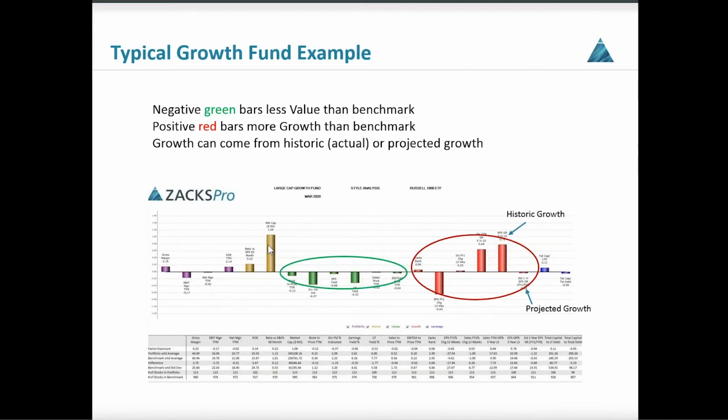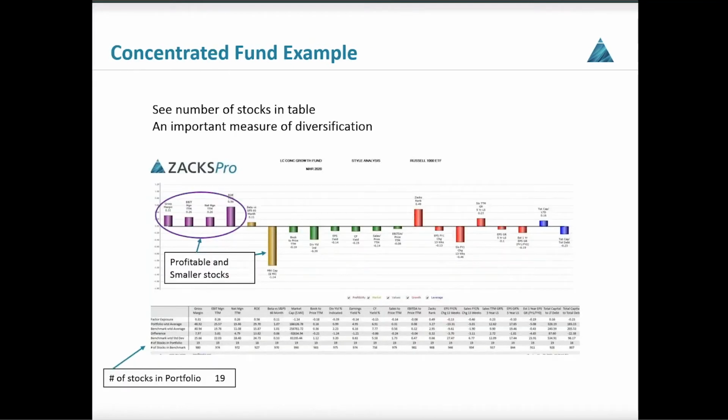So compared to the benchmark, this is a larger cap fund, based upon historic growth rates for sales. And so again, a very easy to explain and show description of the fund. Another typical fund you may come across would be a concentrated fund.